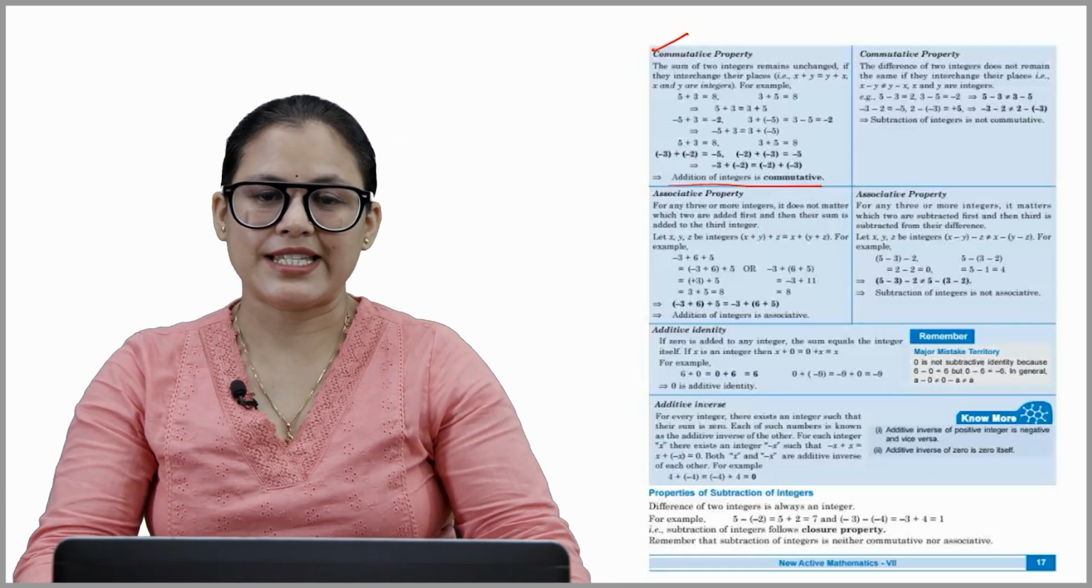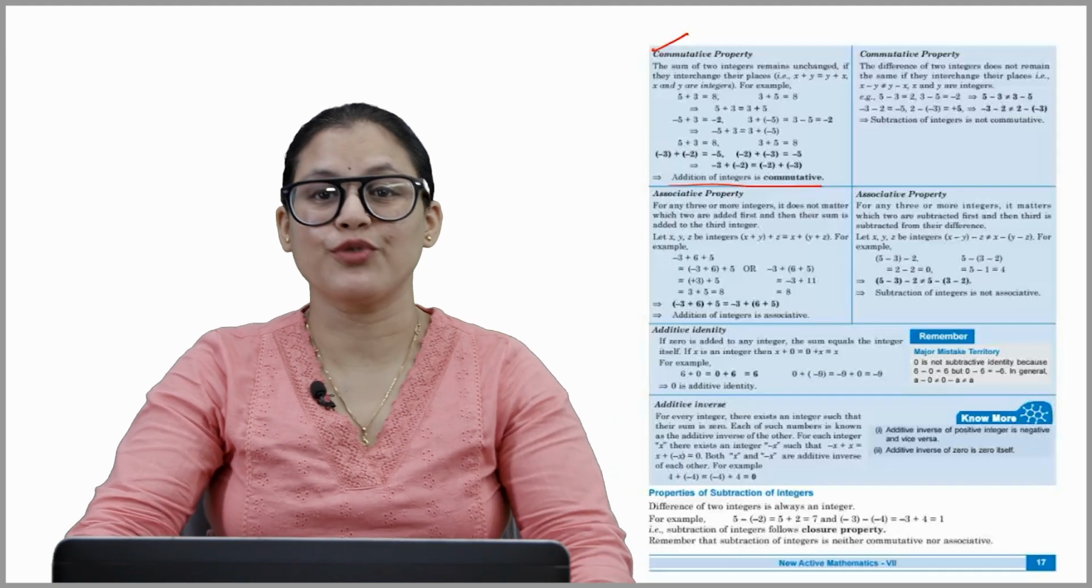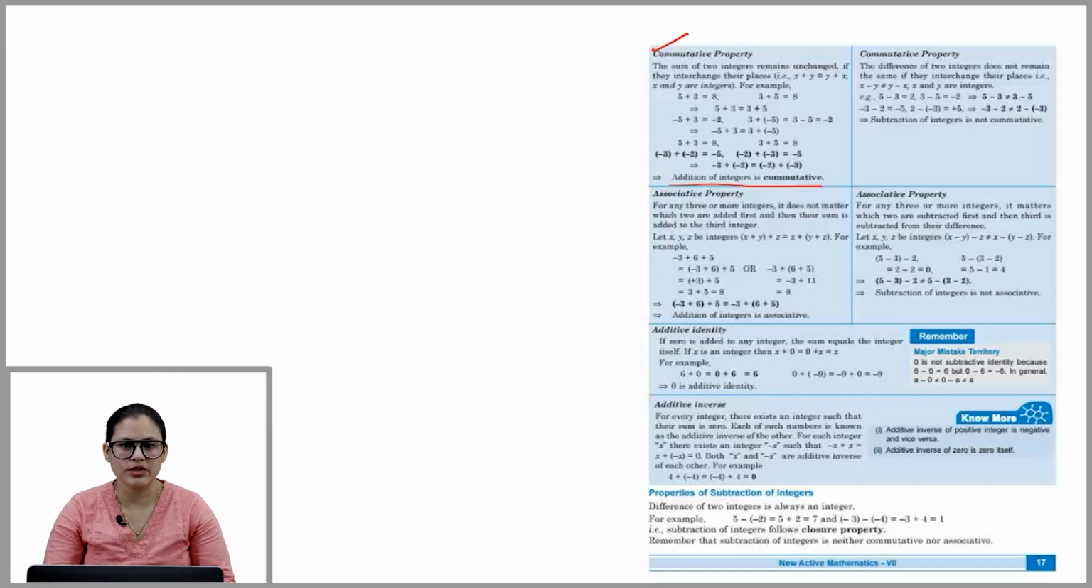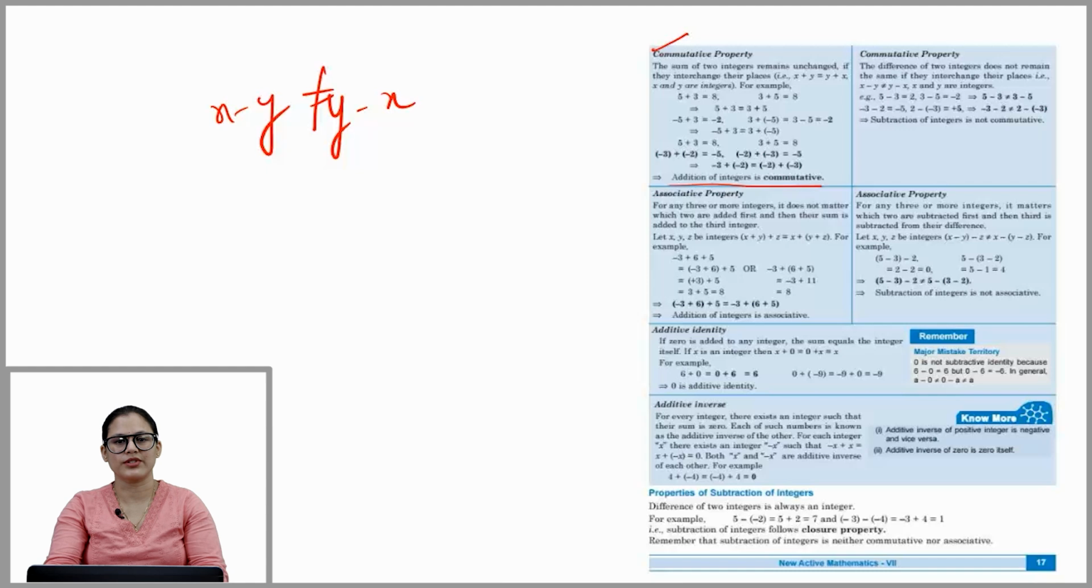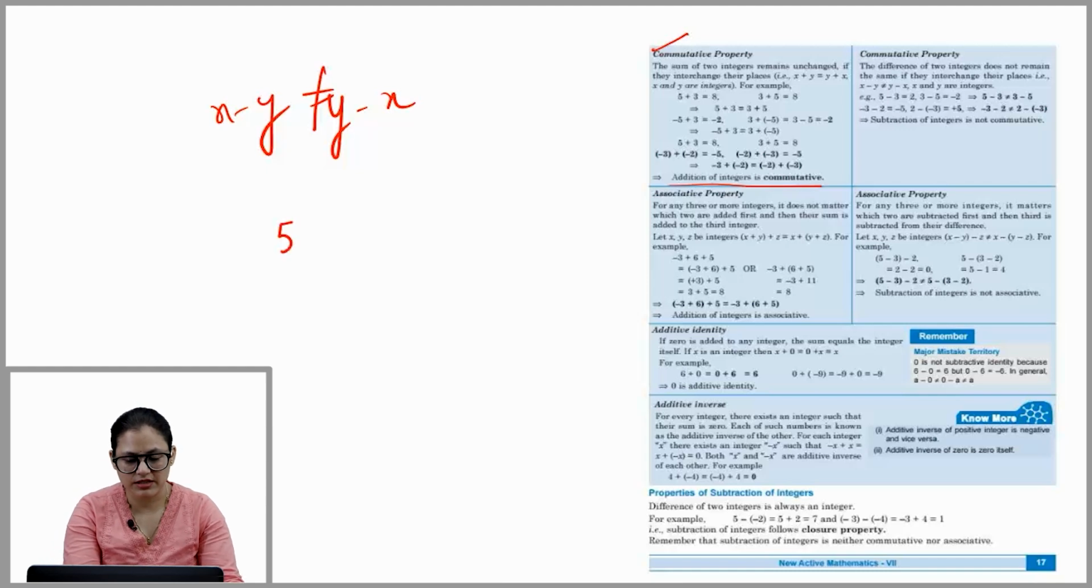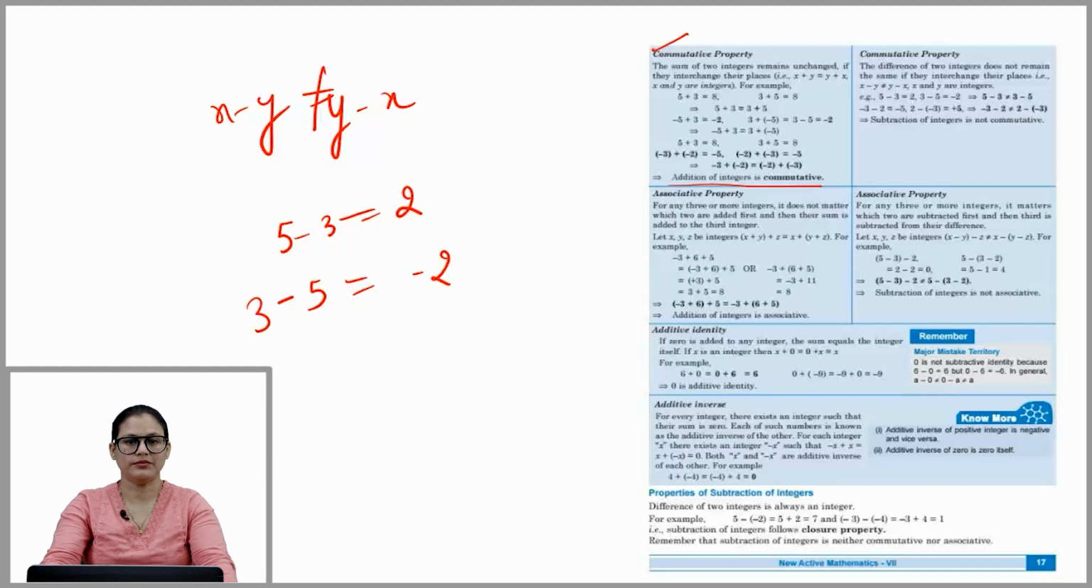Now let's check what the commutative property of subtraction says. The difference of two integers doesn't remain the same if they interchange their places. That is, x minus y is not equal to y minus x, where x and y are integers. Example, 5 minus 3 is 2, but if you subtract 5 from 3, 3 minus 5 is not 2, it's negative 2. So subtraction of integers is not commutative.